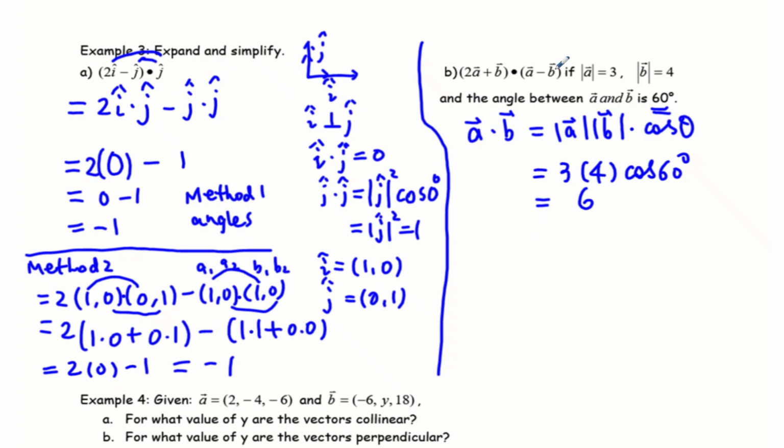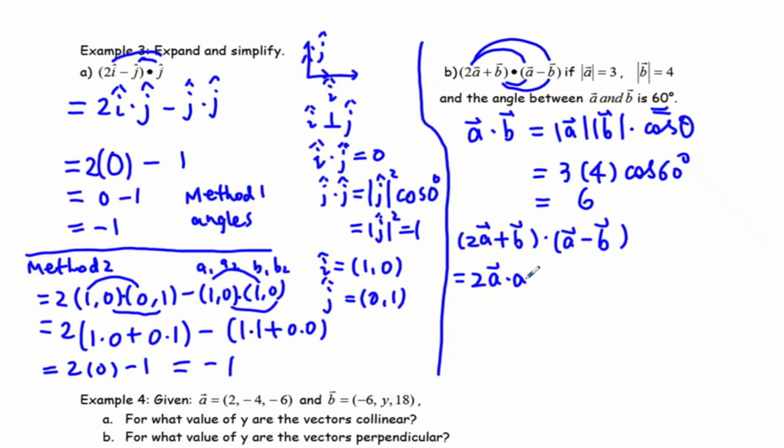After that, we are going to expand binomial times binomial. Just use the same idea that we used for polynomials. So (2a plus b) dot product (a minus b) equals first times first, 2a dot a, then minus 2a dot b, then plus b dot a, then minus b dot b.